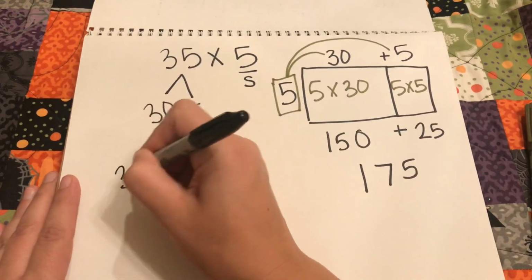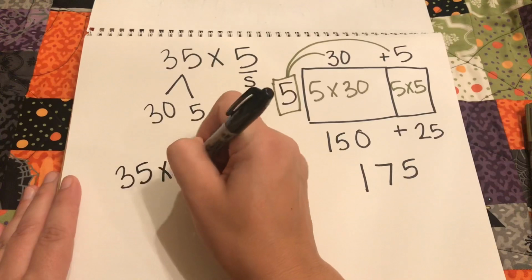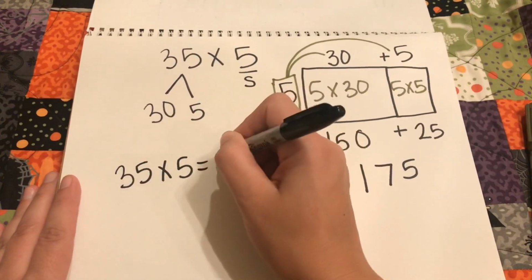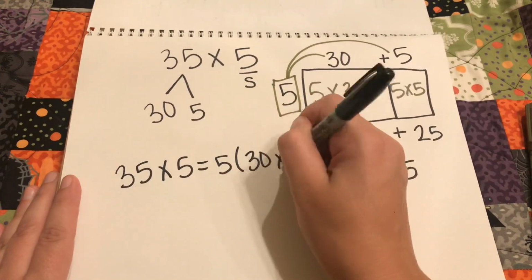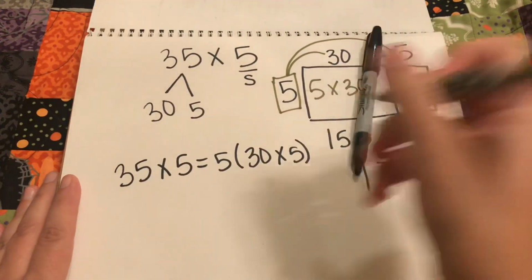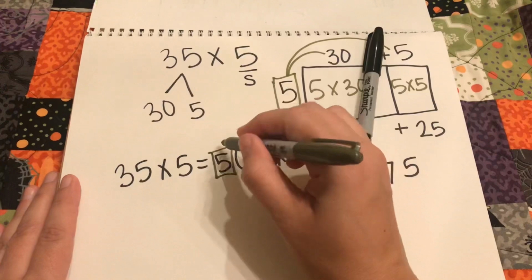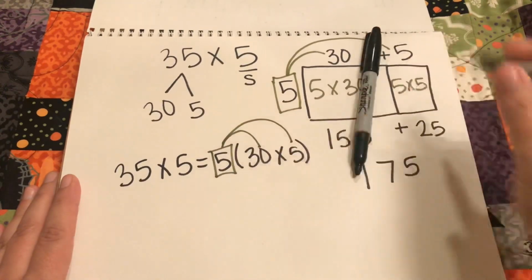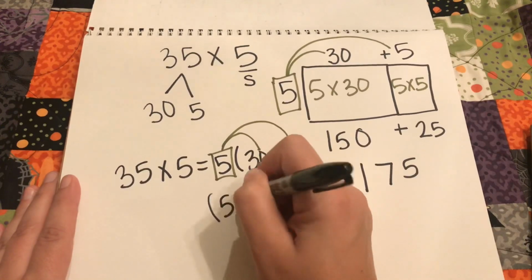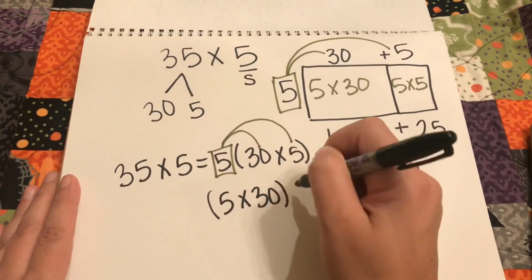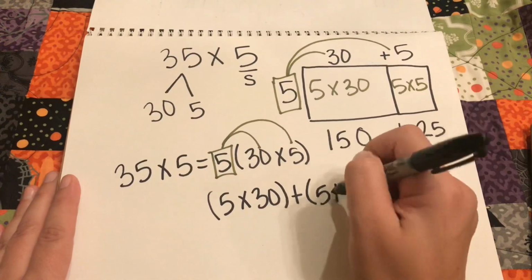So I have 35 times 5. And that is now going to be the same as 5 times 30 plus 5. 5 is my single factor, and I am going to distribute the 5 between the 30 and the 5. My new equation is now 5 times 30 plus 5 times 5.